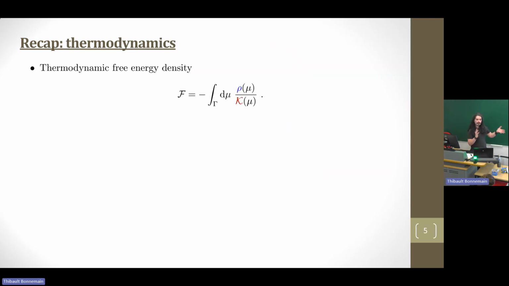So from the previous heuristic arguments, last time we were able to construct the thermodynamics of the soliton gas. Here I will quickly recall the main results. We were able to define a free energy density, F, as such, and since K, the asymptotic space density, is uniquely determined by rho, it also means that the equilibrium state is completely determined by rho.